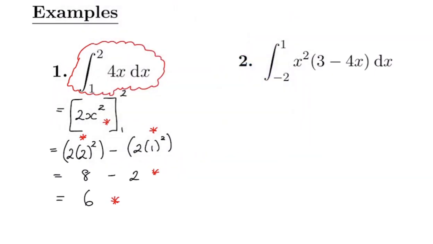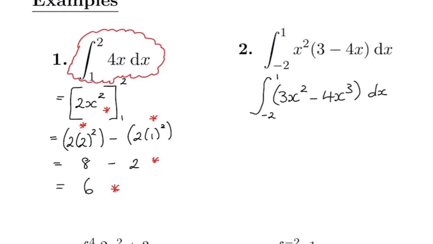If we look at question 2, you can see we want the integral between -2 and 1 of x squared multiplied by 3 minus 4x with respect to x. So the first thing we're going to do, I'm not going to integrate straight away. I'm going to expand the thing I want to integrate so I can integrate it. So x squared times 3 is 3x squared. x squared times negative 4x is minus 4x cubed, and we are integrating that all with respect to x.